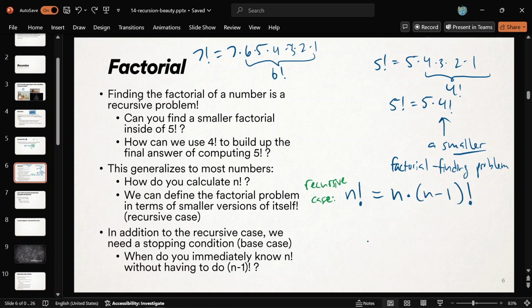So, a good way to go hunting for this base case stopping condition is to just run this rule. Use that rule until it stops making sense. All right? So, let's try it. Let's say we want to try to find 5 factorial. Well, running this rule with n equals 5, it's saying that 5 factorial is equal to 5 times 4 factorial. And that still checks out, right? That's correct. We notice that is right.